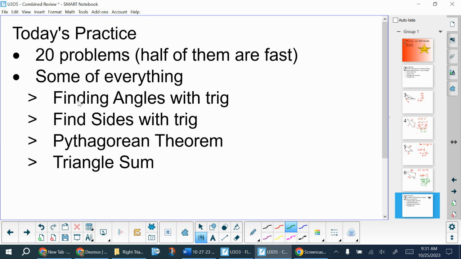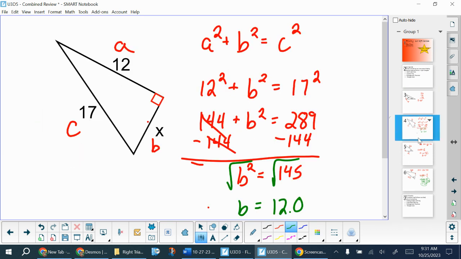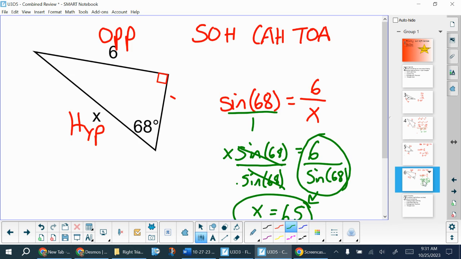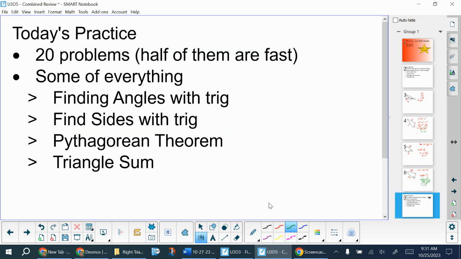But just like before, the answers are all at the bottom. So please check as you go and make sure you're showing your work. I should see work that looks pretty much like this, depending on the type of problem that you're seeing. So you're working on that the rest of class, and I will see you on Monday.